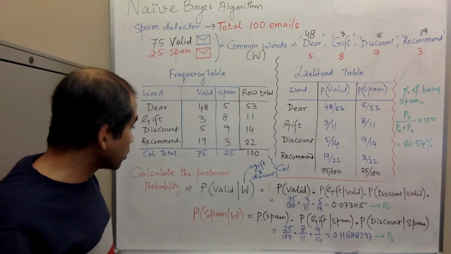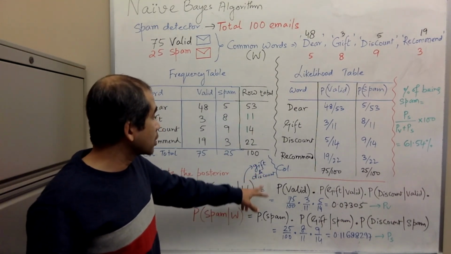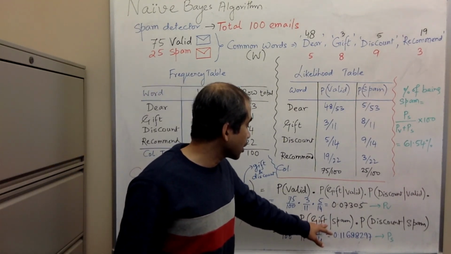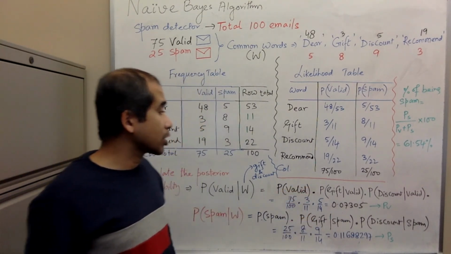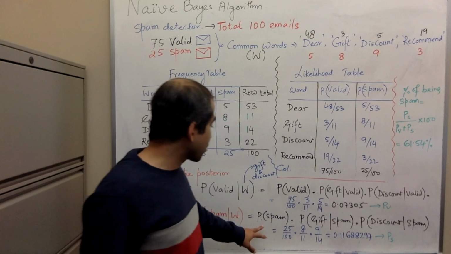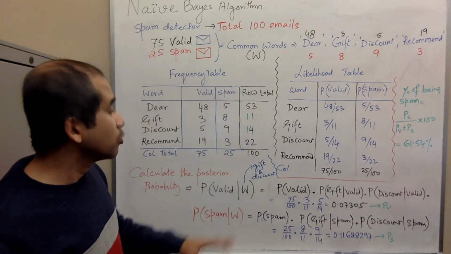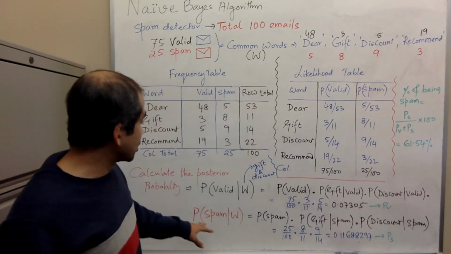0.07305, and also the probability of this email being spam given these 2 words, gift and discount. We know the probability of gift given it's spam, and the appearance of the word discount given it's spam, times the probability of it being spam. So we multiply it, find 0.11, which is definitely a bigger number than this one. So we know that this will be a spam.